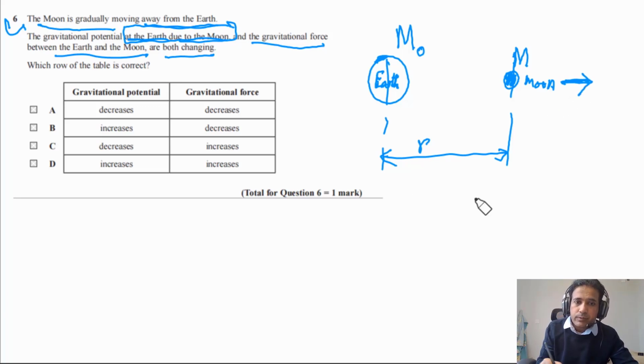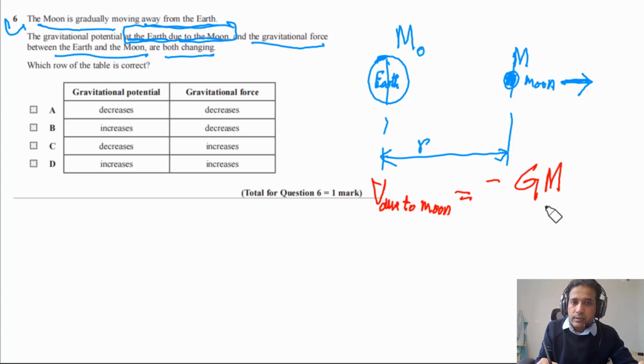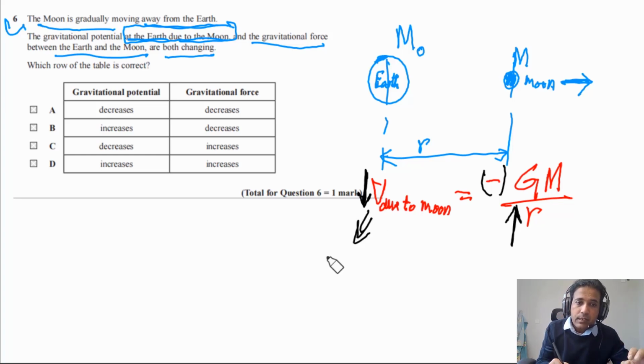Moon is moving away, so simply we can write V due to moon at the surface of our planet. This will be equal to negative G capital M, the mass of the moon, divided by r. Now if r is increasing, this is decreasing, but here we have a negative sign. So its magnitude is decreasing, which means it becomes less negative. Beautiful point, you need to be clear about this one.